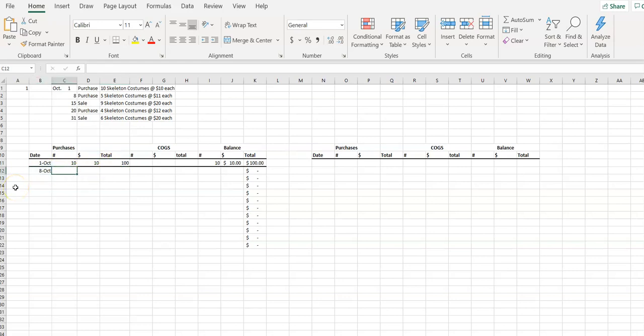All right, October the 8th, I bought 5 more for $11. So then over here, when I get over to my inventory, remember you need to pull the 10 down first. So I have 10 at 10, and I've got the 5 at 11. And then draw a line.